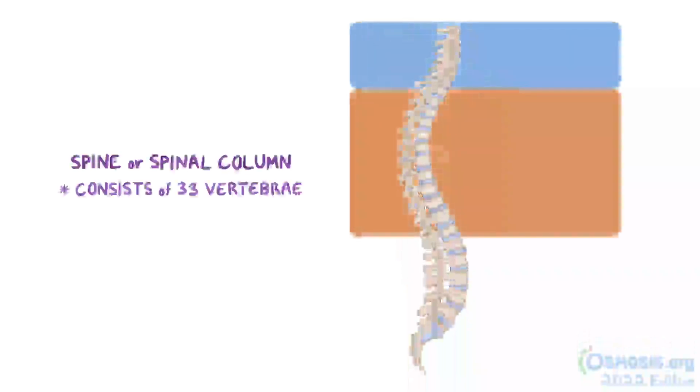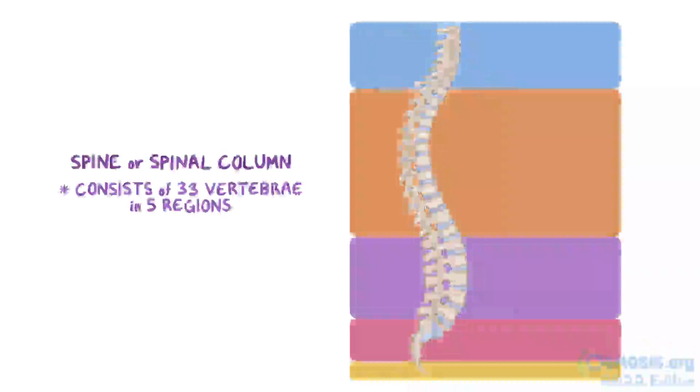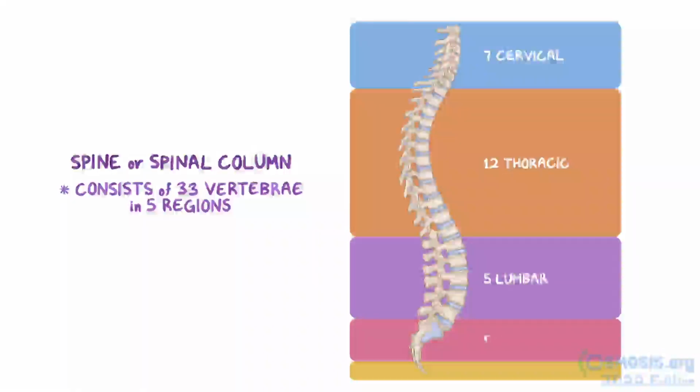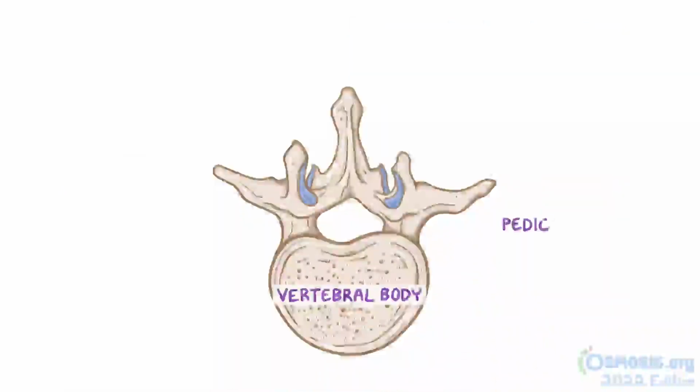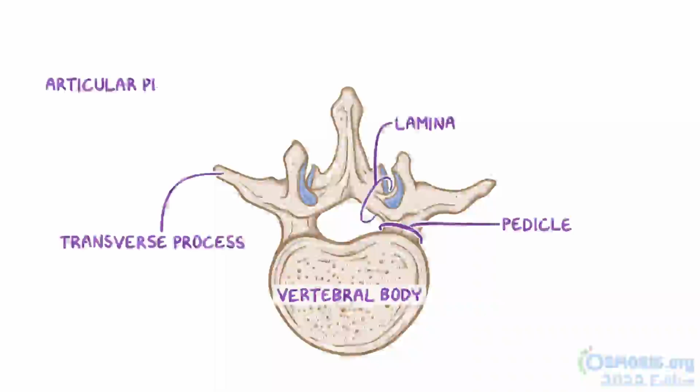All right, as a quick recap, the vertebral column consists of 33 vertebrae organized into 5 regions, with 7 cervical, 12 thoracic, 5 lumbar, 5 sacral, and 4 coccygeal. Generally speaking, the vertebrae across the different regions have some key components in common, including the vertebral body, pedicles, laminae, transverse processes, articular processes, and a spinous process.